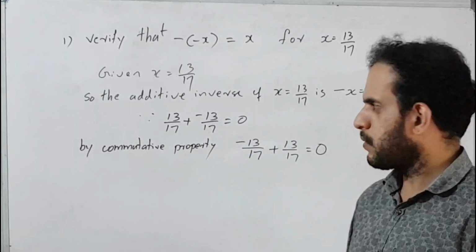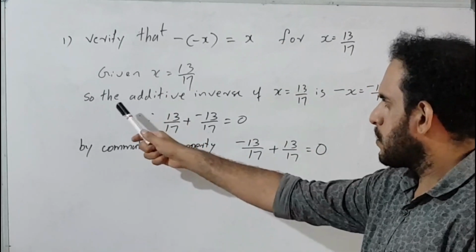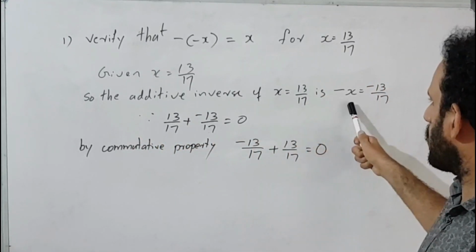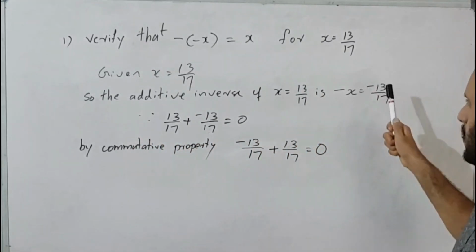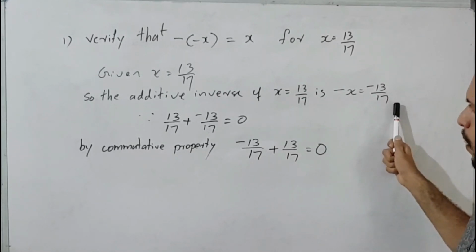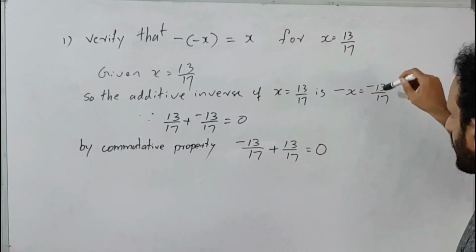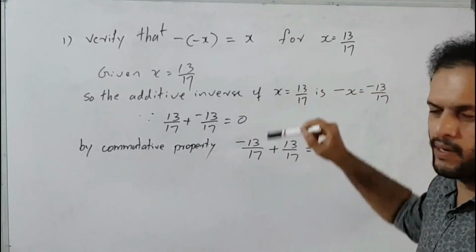So that's an idea. The additive inverse of 13 by 17 is minus 13 by 17. So how do we add? 13 by 17 plus minus 13 by 17 is equal to 0.